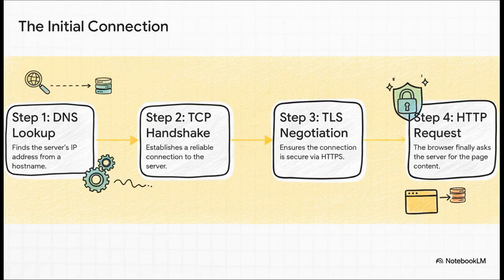First up, the browser has to do a DNS lookup. This is basically like looking up a name in the internet's phone book to find the server's real IP address. Once it has that, it establishes a stable connection with something called a TCP handshake. Then, for a secure site, HTTPS, a TLS negotiation follows, creating a nice encrypted channel. It's only after all that is done that the browser finally sends the HTTP request asking for the web page's content. And get this, each one of those steps is a round trip to the server, and all that time adds up, contributing to the initial load time.